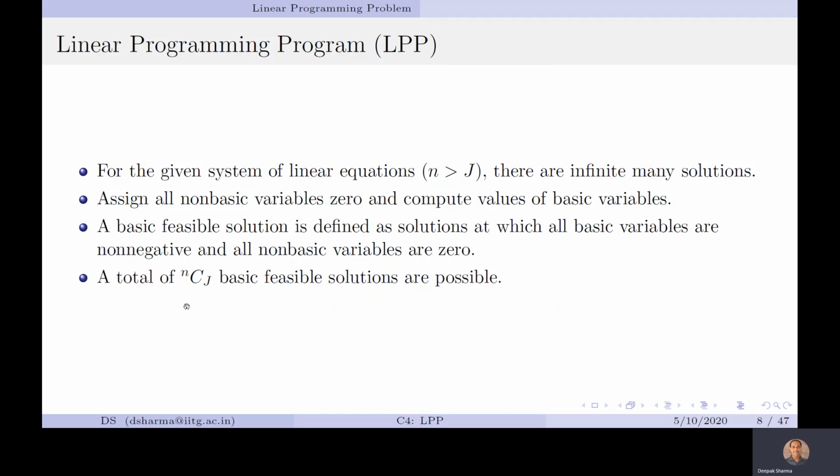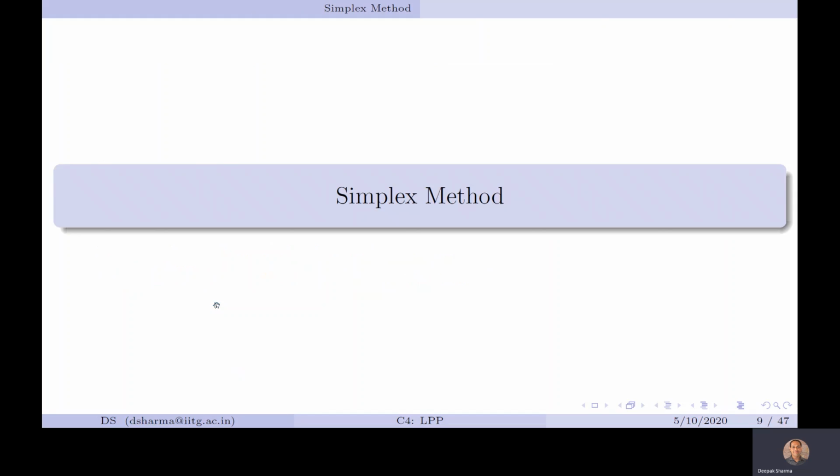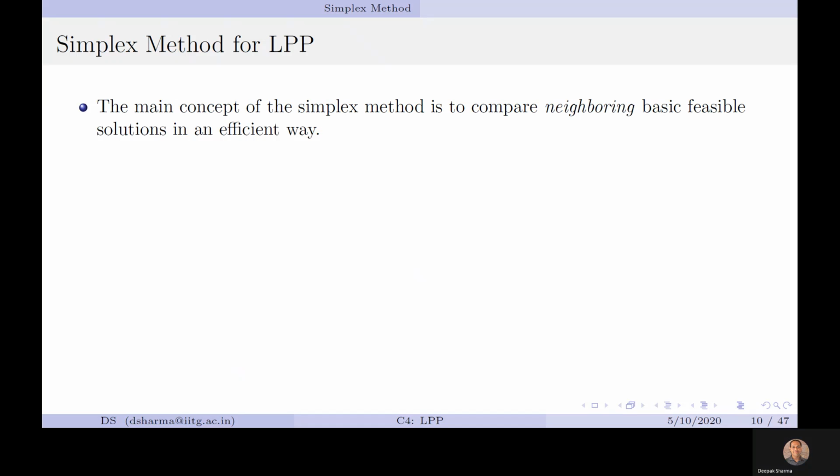If we try to find out how many such basic feasible solutions are possible for this system of linear equations, we have n choose c number of basic solutions. Now, if we want to solve such an LPP, we have a method called the simplex method. The main concept of the simplex method is to compare neighboring basic feasible solutions in an efficient way.